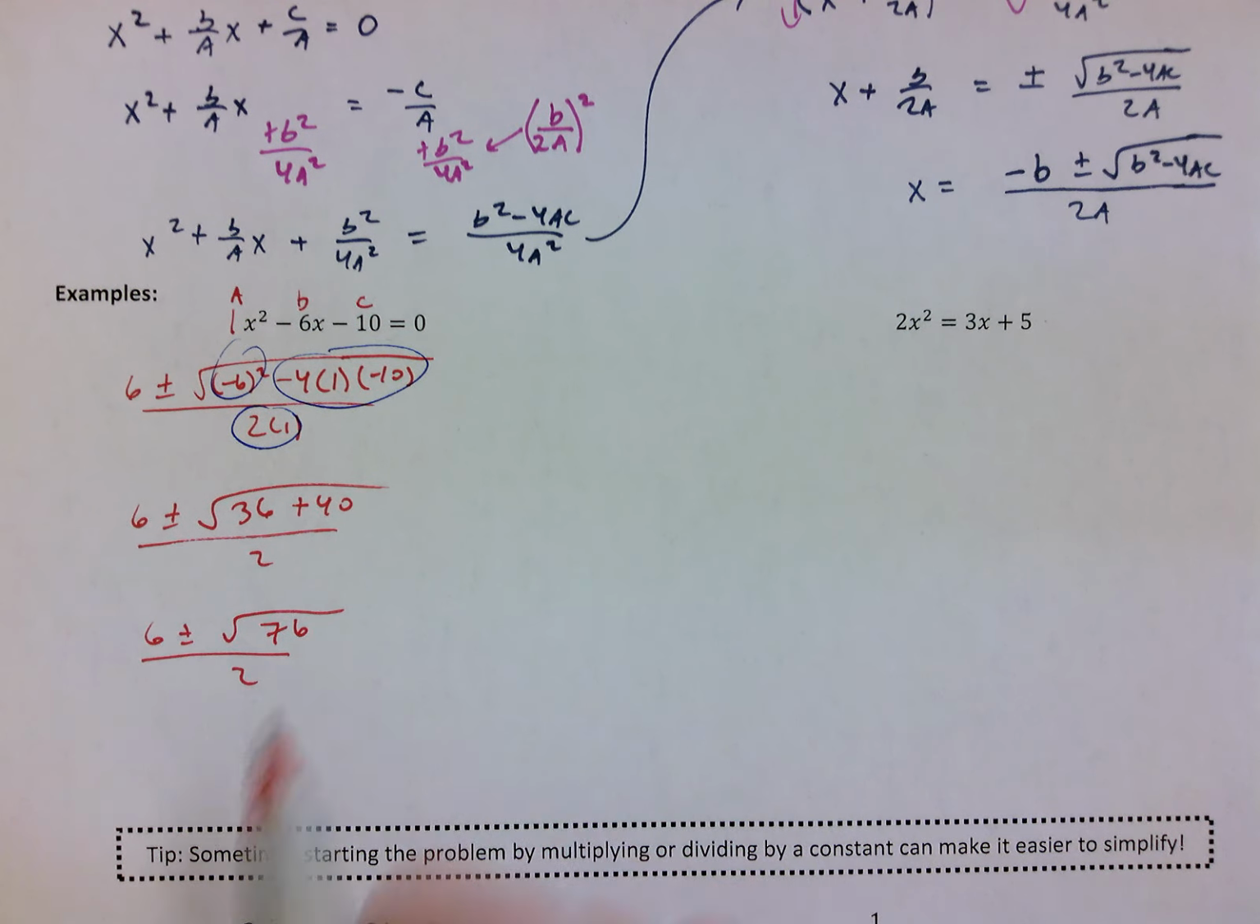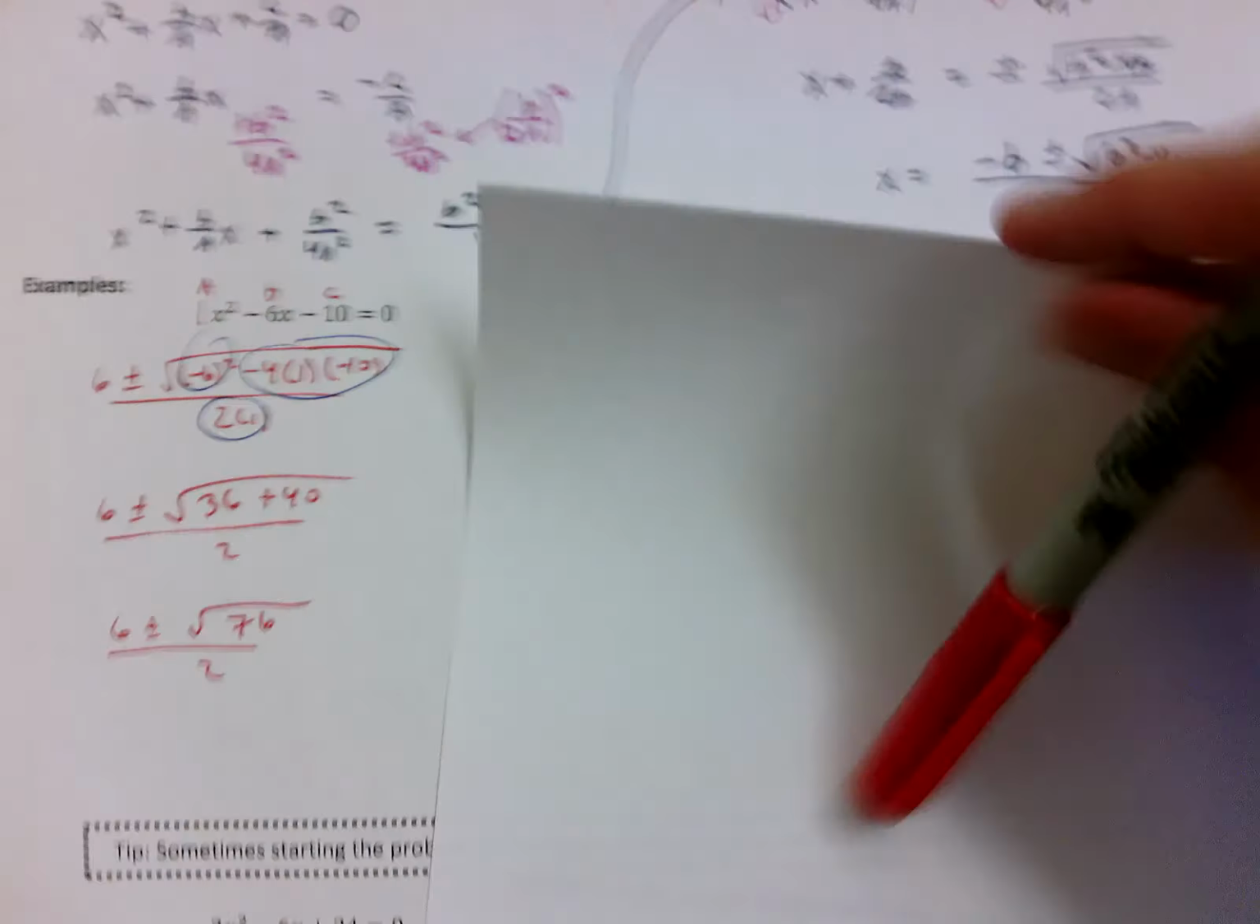All right, and then if you can simplify the square root of 76, then you definitely need to do that. This is an example of a problem where I'm looking at that and thinking, I don't know what goes into 76. What's a perfect square that goes into 76?